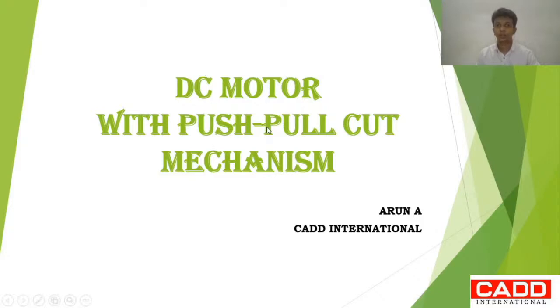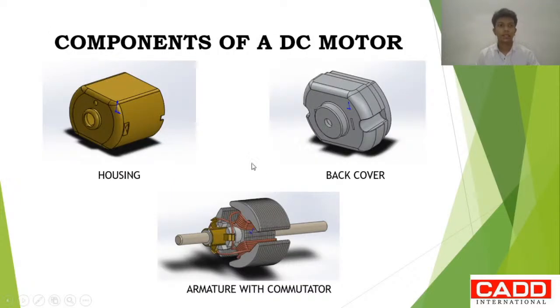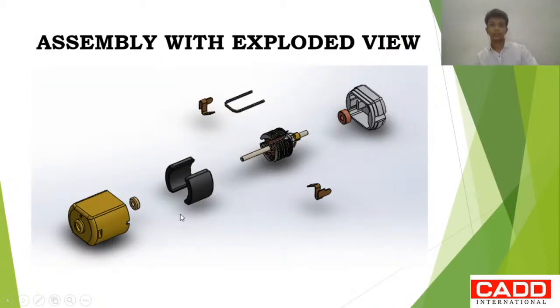It's a DC motor with a push-pull-cut mechanism. Let me show you. The image shown here is the final assembly I made using the software, and these are the major components of a DC motor: a housing, back cover, armature with a commutator, a back cover bush, stator magnet, housing bush, end contact, and spacer. This is the assembly with the exploded view. For a clear picture, I will show you that in the software itself.